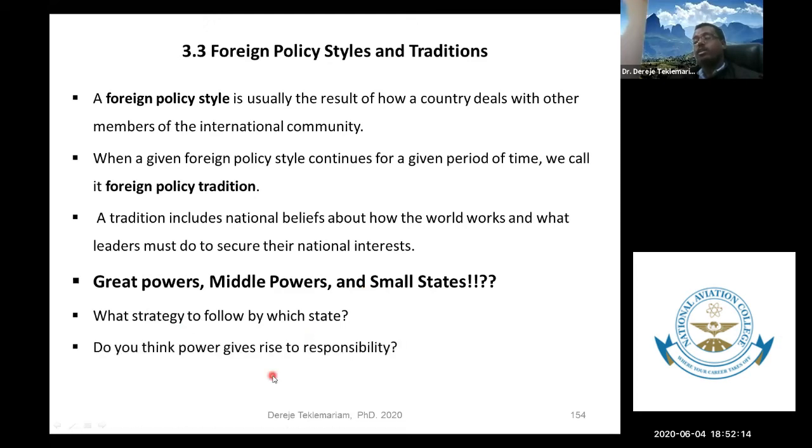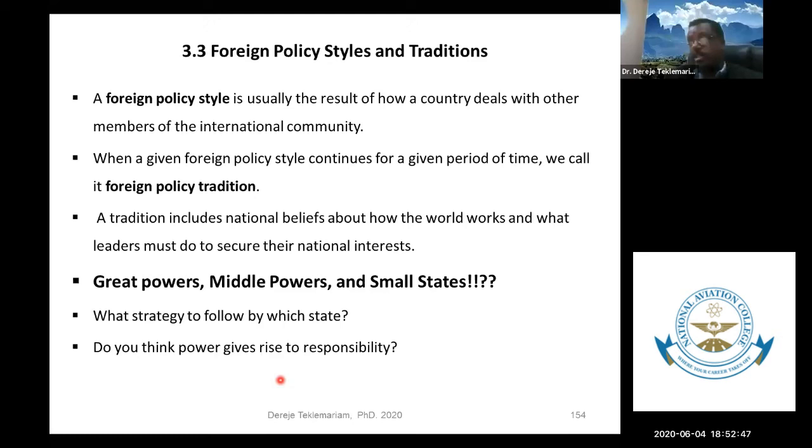What strategy to follow by which states depends on this. So as a student of international relations, do you think power gives rise to responsibility? If a country is more powerful, the expectation is that that country has the power to maximize the common global goods, the common global agenda for the majority of the population. This is what I call global responsibility, or like that.